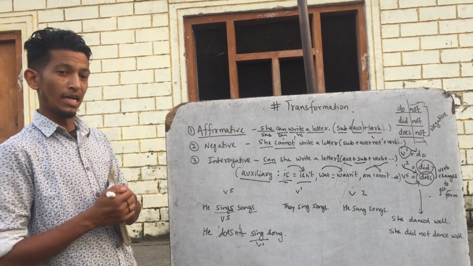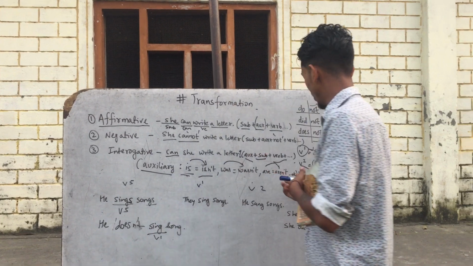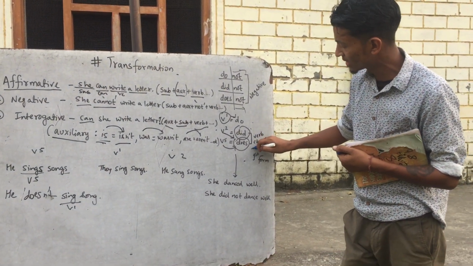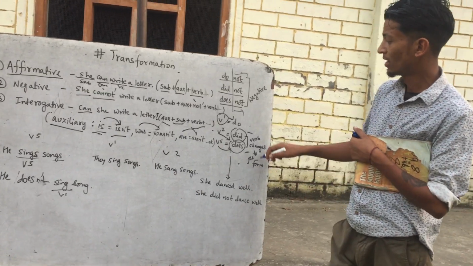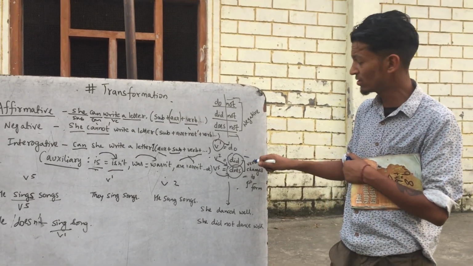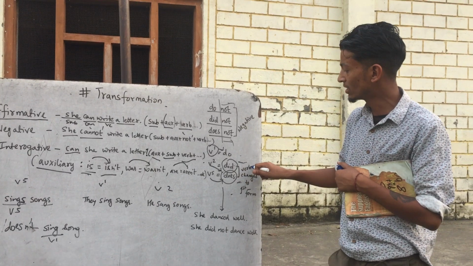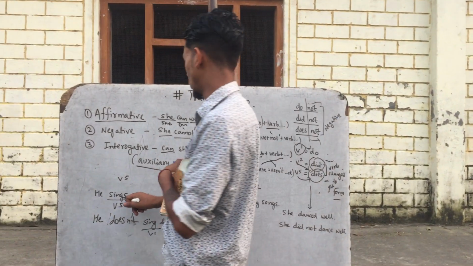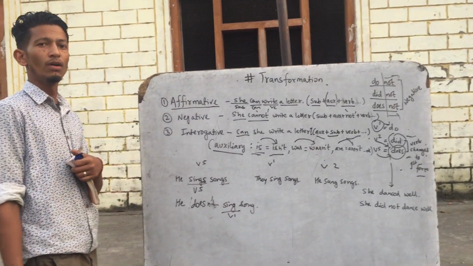Why? Because let's go back to the rule. There is one more rule in this. If we are writing did or does, if we are changing a sentence, if we are changing the verb in a sentence with did or does, the verb changes into the first form. That's why it got changed from verb 5 to verb 1.